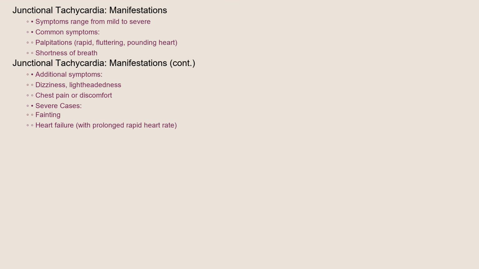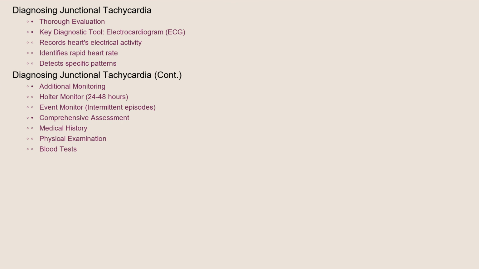Diagnosing junctional tachycardia involves a thorough evaluation. The cornerstone of diagnosis is the electrocardiogram or ECG. This test records the electrical activity of the heart and can clearly show the characteristic rapid heart rate and specific patterns associated with junctional tachycardia.